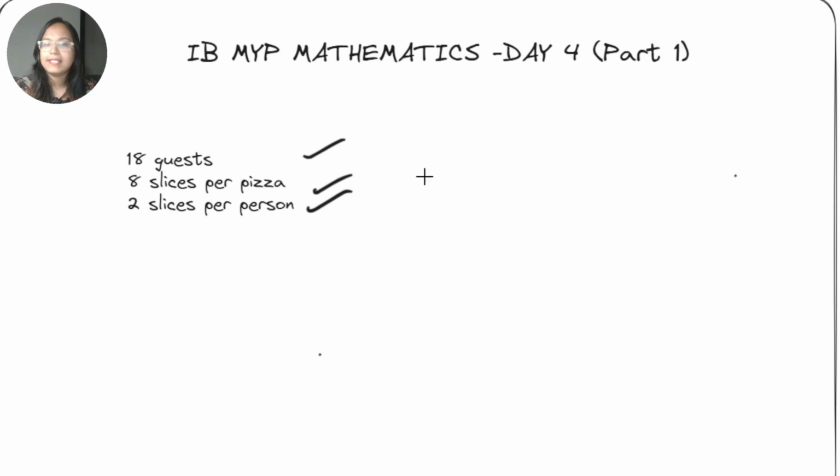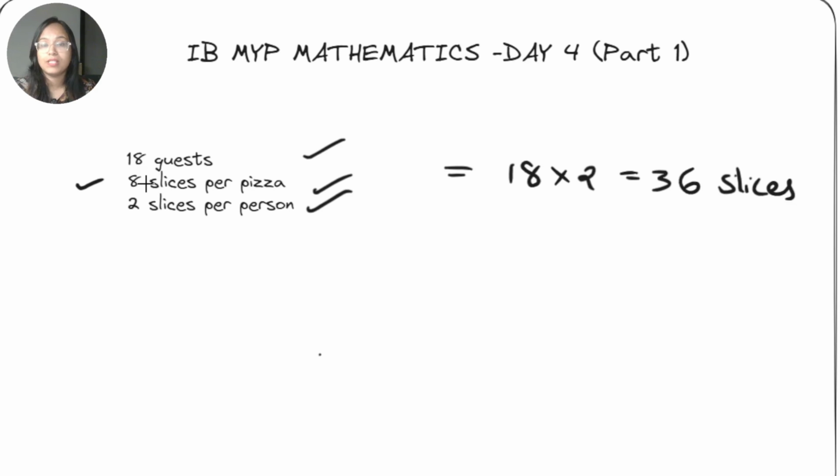So we have 18 guests, right? Each person will eat 2 slices. So total slices are 18 times 2, which is equal to 36 slices, right? There is another point here. In each pizza, there are 8 slices. So we need 36 slices, and in each pizza there are 8 slices. So we divide it and we'll get the total number of pizzas as 4 1/2.